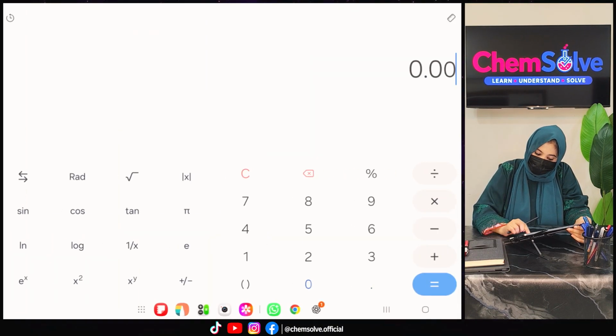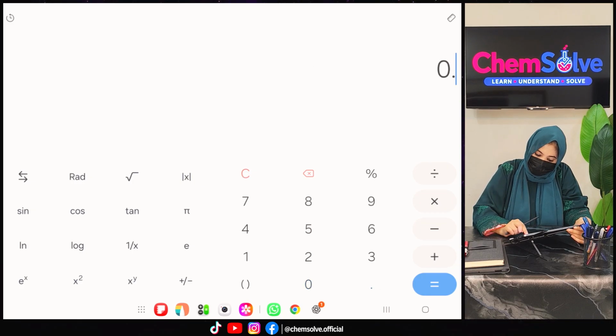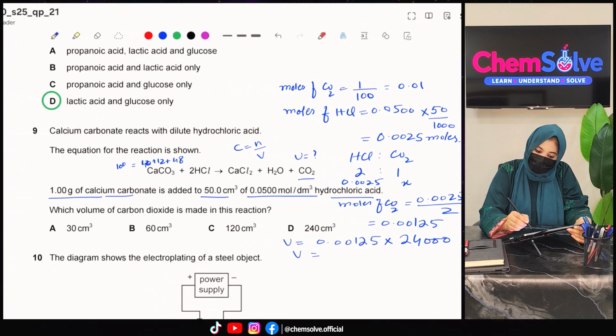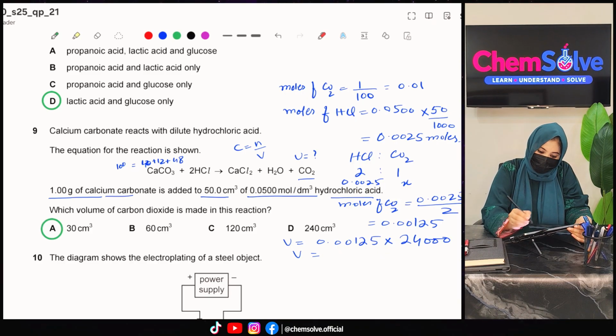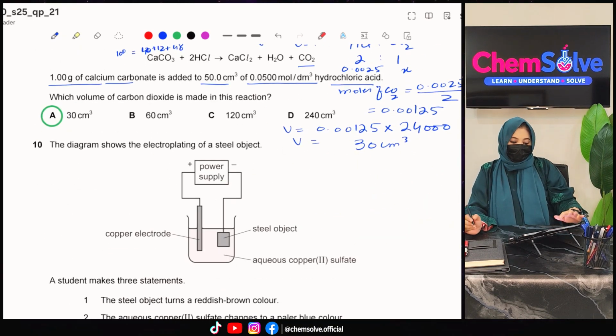So 0.00125 multiplied by 24,000. 0.00125 multiplied by 24,000, it would be 30. So I believe our option is option A. The correct option is A. This is 30 cm. Okay.